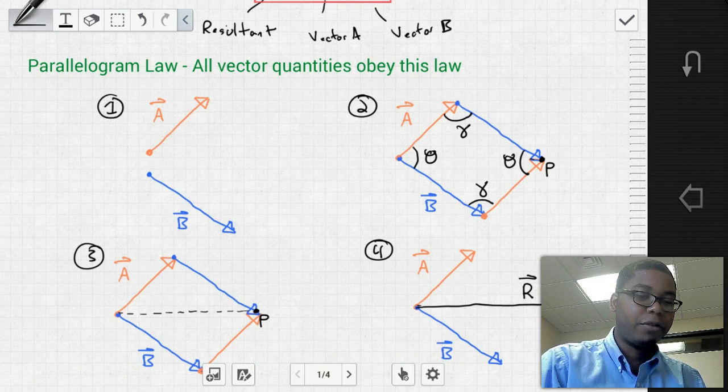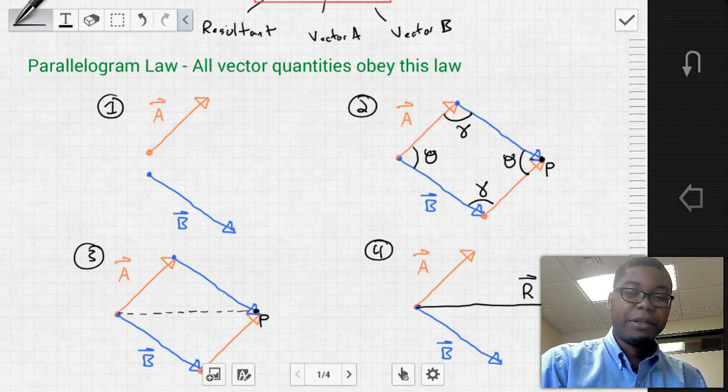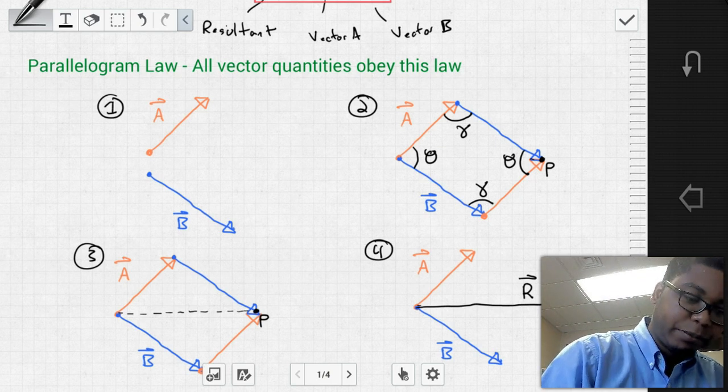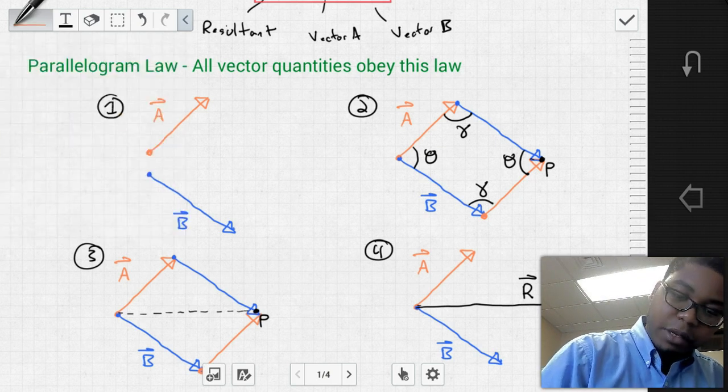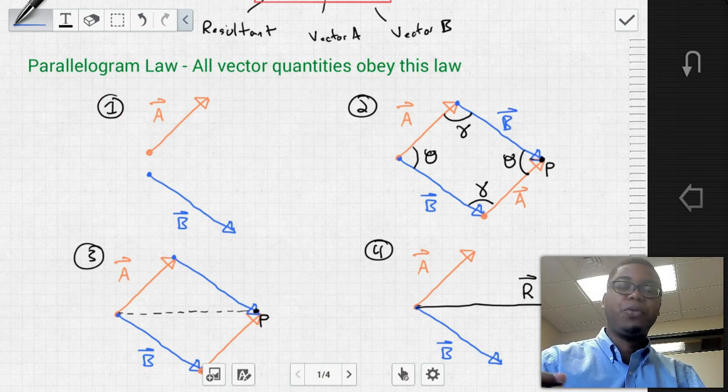The first step of the Parallelogram Law is to make the starting points of A and B coincident, so move them so that they're on top of each other, and then to actually create an enclosed parallelogram where two sides are equal at each point. So we project A and we project B and create a parallelogram where each side is equal to the opposite side.